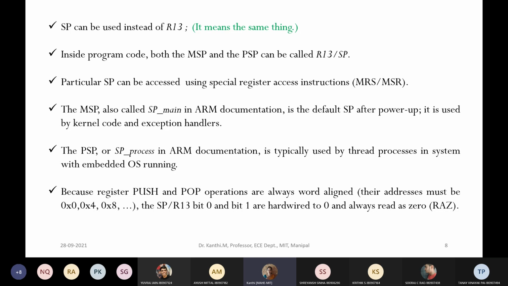Even though you have different addresses, straight away you have 4, 8. So the least significant 2 bits are always made 0.